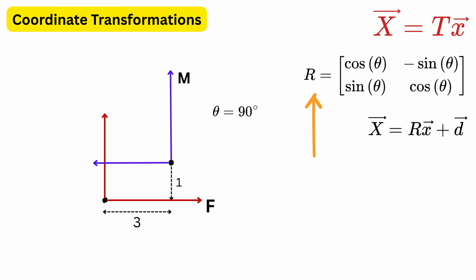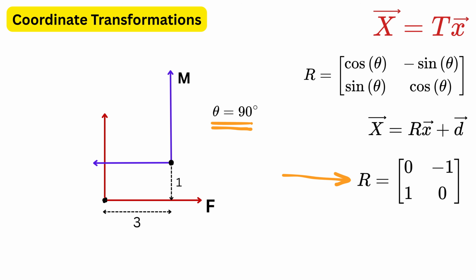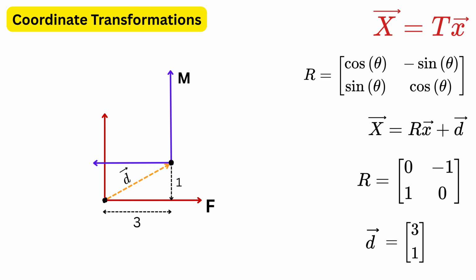Now, the rotation matrix R, for a 90-degree counterclockwise rotation, is a 2 by 2 matrix where the first row is 0 and -1, and the second row is 1 and 0. We obtained this by substituting theta as 90 degrees here. The translation vector d is 3 and 1, since we are translating 3 units right and 1 unit up.